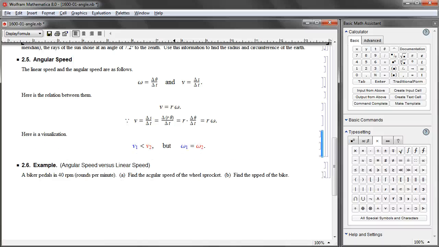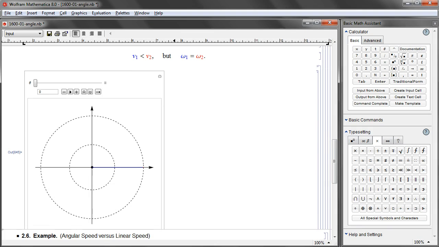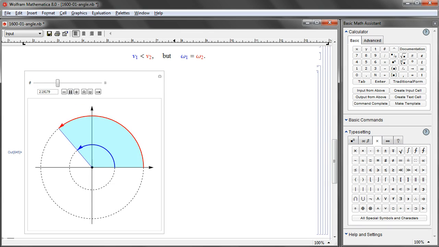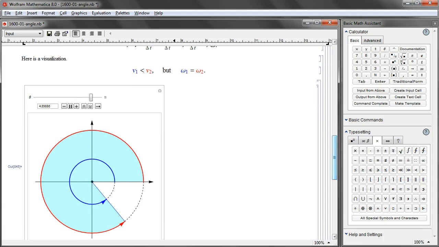By the way, here's the visualization. We're looking at two different radii, blue and red. Please note that the red arrow is traveling much faster than the blue arrow in terms of the linear speed. However, in terms of angular speed, they're the same because they're following the same terminal ray. And then omega is v over r. So there you go.